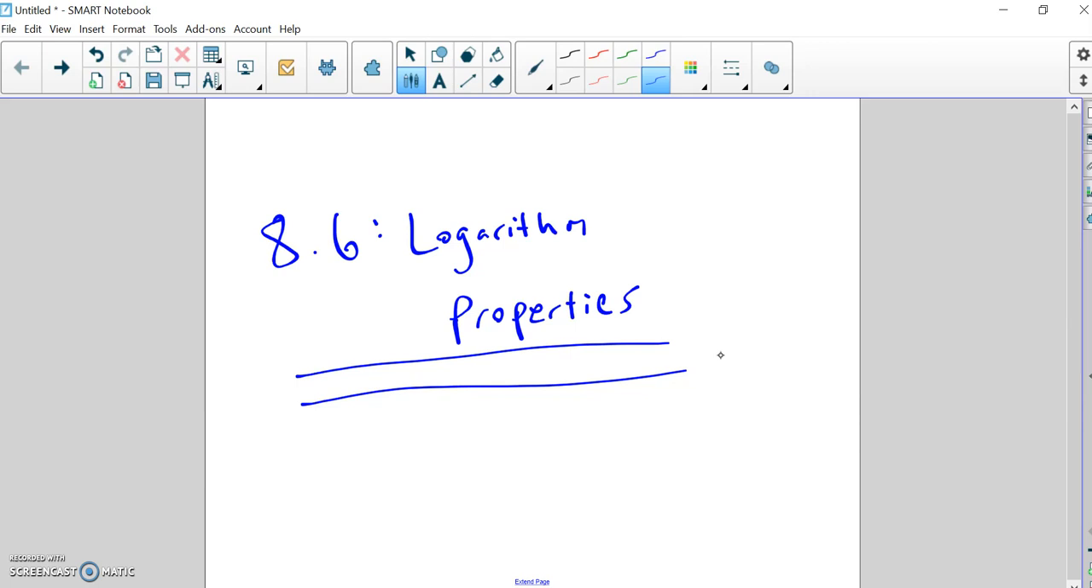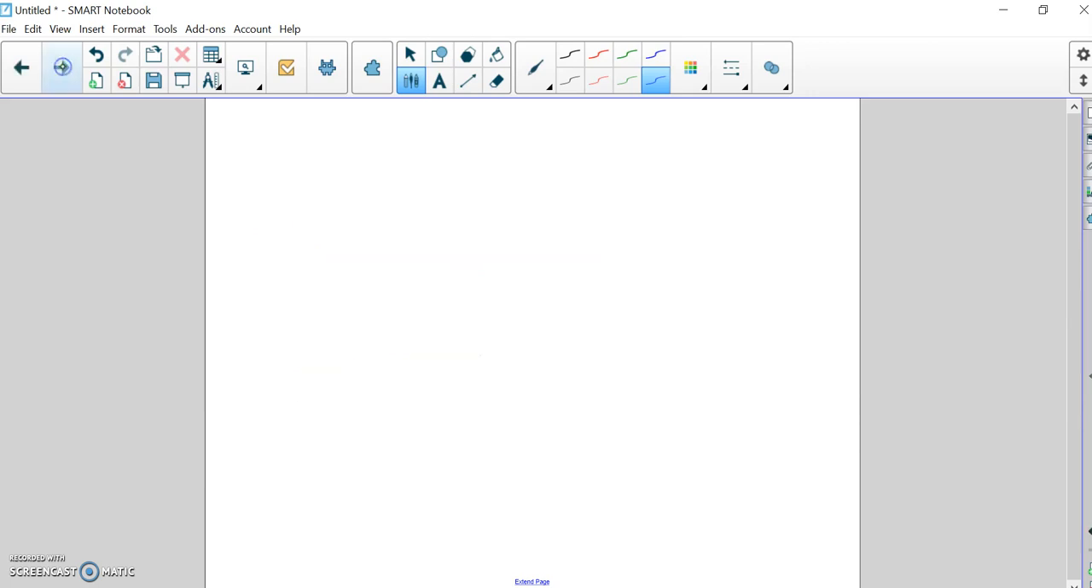We're going to use these properties a little bit more on Monday when we start solving logarithmic equations, but for today you guys are just going to use them to try and evaluate some basic expressions. So let's jump right into it. The first property is called the product property.